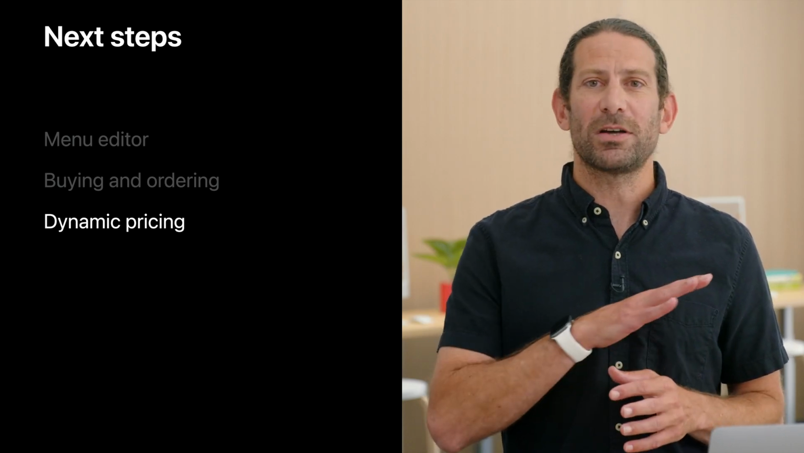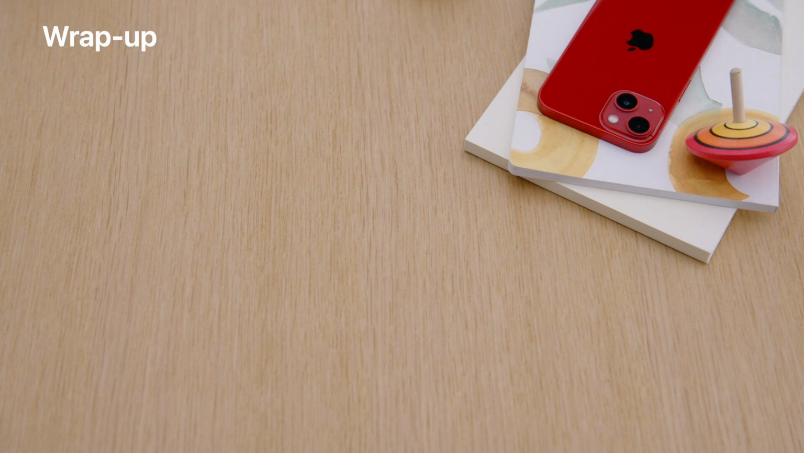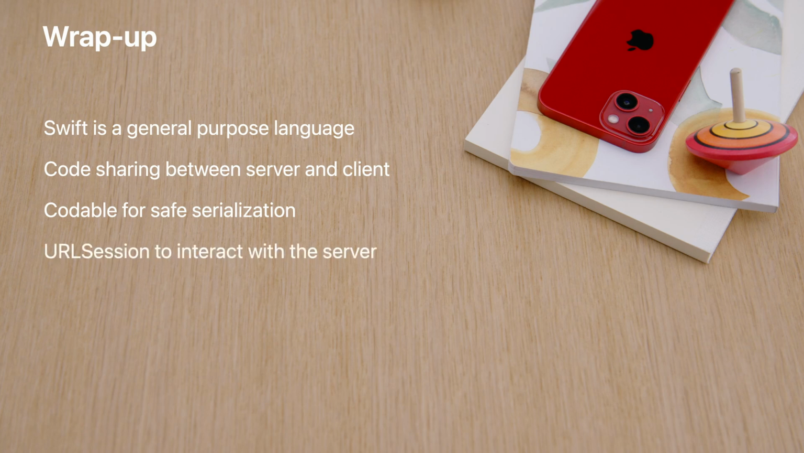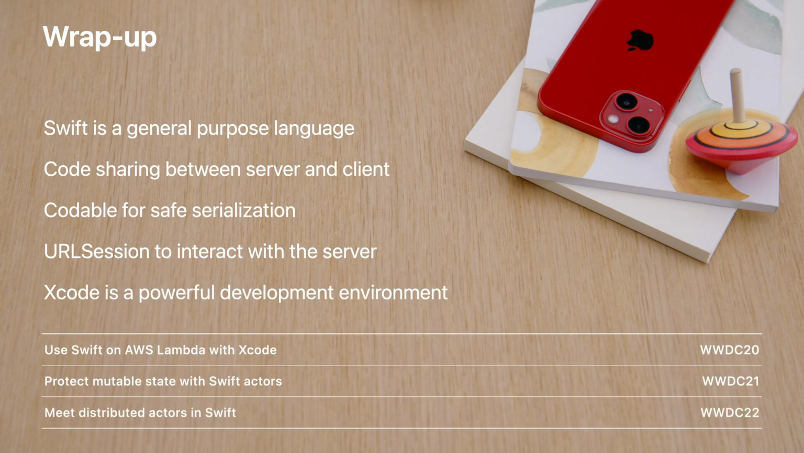The opportunities are endless. To wrap up, in this session, we have seen that Swift is a general-purpose language useful for both client and server applications. Sharing code between the server and client applications can reduce boilerplate and make our system serialization safer. URLSession is a key tool for interacting with the server asynchronously. And finally, Xcode is a powerful development environment for the entire system.